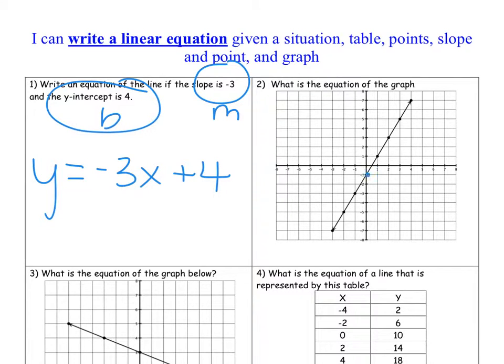Equation of this graph. Well, here is my b right here. So b is -1. And if I count my slope, I'm going up 2 over 1, up 2 over 1, up 2 over 1. So that means m is 2 over 1. So it's y equals 2 over 1 x minus 1. Okay, moving on.